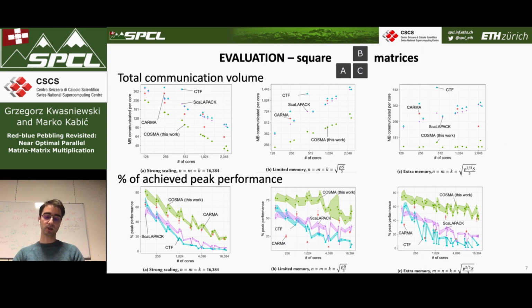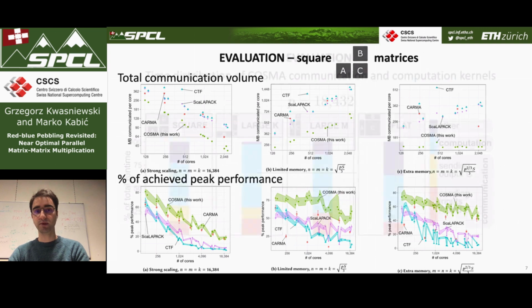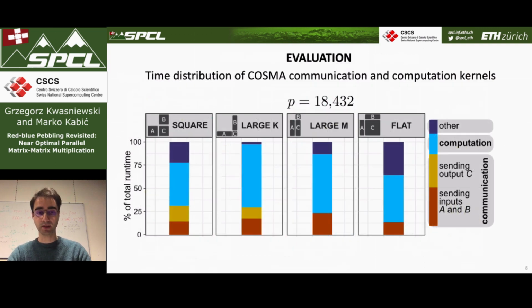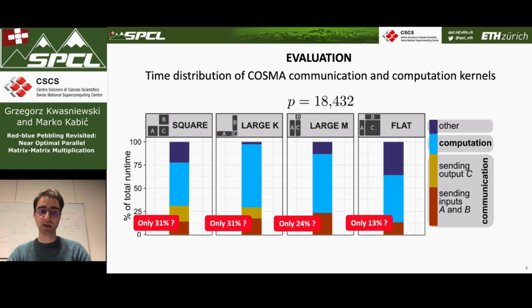Now, one might wonder what the relation is between minimizing the communication volume and maximizing the performance, so maximizing the throughput. For this reason, we looked at the breakdown of time for COSMA, and here in light blue, you can see how much time is spent in computation for COSMA, right? For different shapes of the matrices. And the bottom part actually shows how much time is spent in communication. We can see that it's only up to 30% of time that is spent in communication.